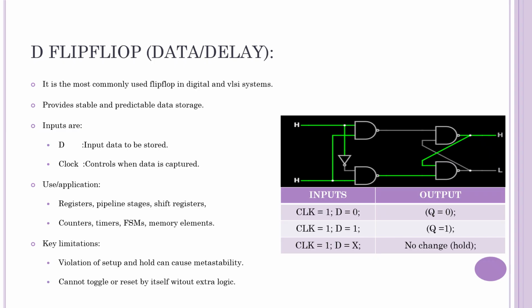But yes, nothing is perfect. It stores only one bit per flip-flop. It needs proper clocking. Glitches can cause issues. If setup and hold time are violated, metastability can occur, and it cannot toggle or reset by itself without extra logic. Still, if digital systems had a heart, it would be the D flip-flop because every synchronous design depends on it.